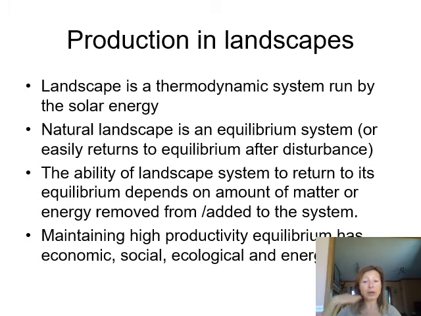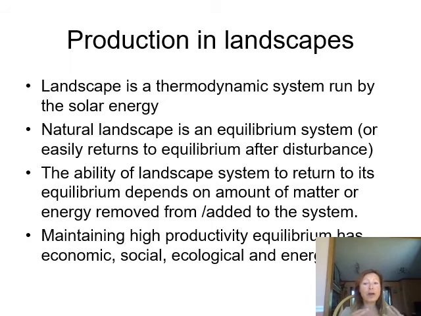So think of this again, if you look at the spectrum from the most natural to the most anthropogenically modified built landscapes, the more the landscape is modified by humans, the simpler is the structure, and so it is less resilient, it is much harder for such a system to come back to equilibrium after it is affected by disturbance. The ability of a landscape to come back to the equilibrium really depends on the amount of matter and energy which is removed or added to the system.